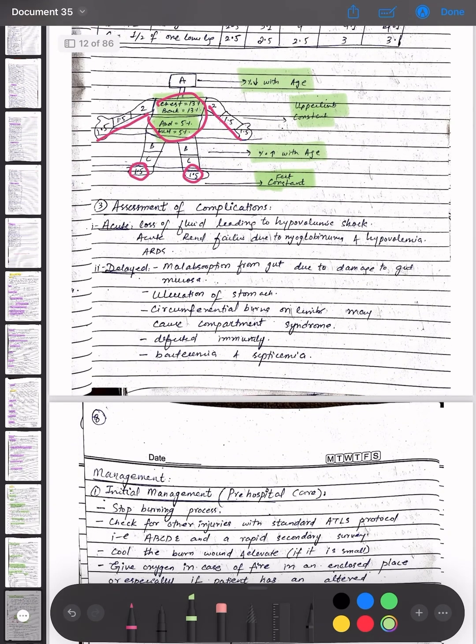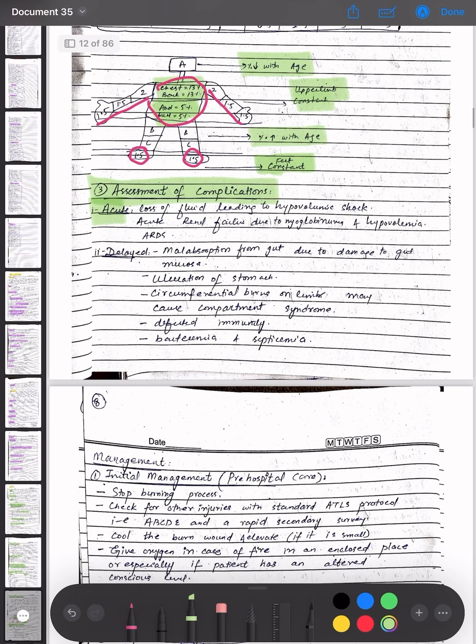Now the assessment of complications of burn. We have acute and delayed. In the acute state, there is loss of fluid leading to hypovolemic shock, acute renal failure due to myoglobinuria and hypovolemia, acute respiratory distress syndrome. While in the delayed state, there is malabsorption from the gut due to damage to gut mucosa, ulceration of the stomach, circumferential burns on limbs may cause compartment syndrome, defective immunity, bacteremia, and septicemia.